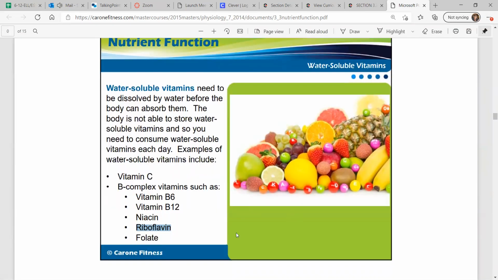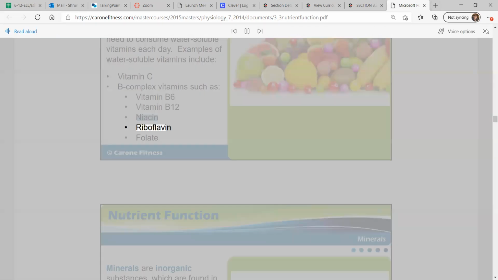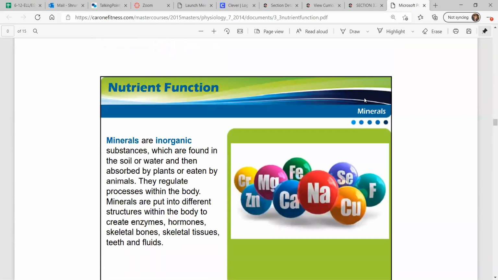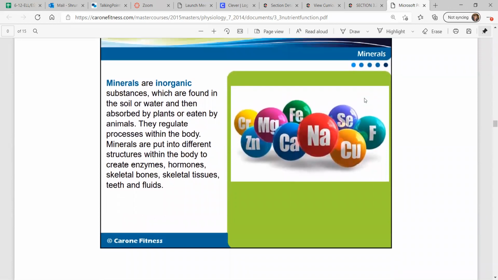Riboflavin, folate. Riboflavin. And niacin? Niacin, riboflavin. Yeah, riboflavin. It's a weird one. I don't say that every day.